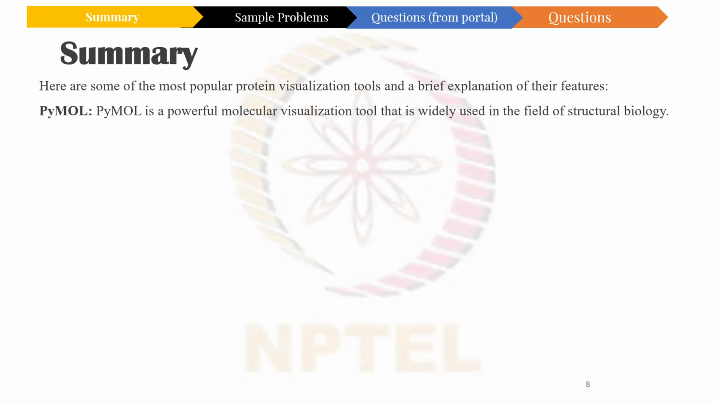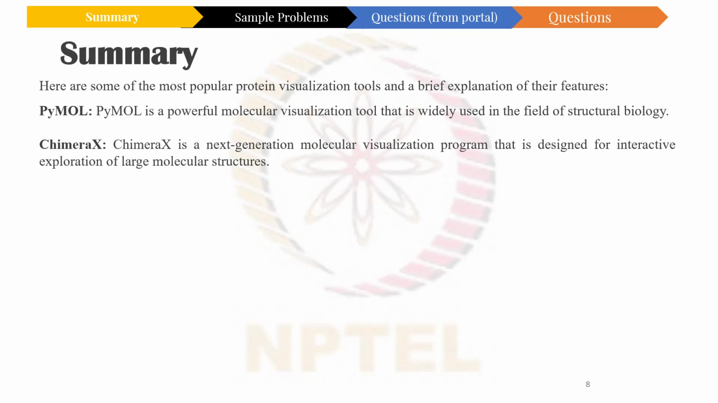So the popular tool is PyMol, which is a powerful molecular visualization tool that is widely used in the field of structural biology. It allows users to visualize and analyze protein structures in 3D and can generate high quality images and videos. PyMol is highly customizable, with a wide range of plugins and scripts available to extend its functionality.